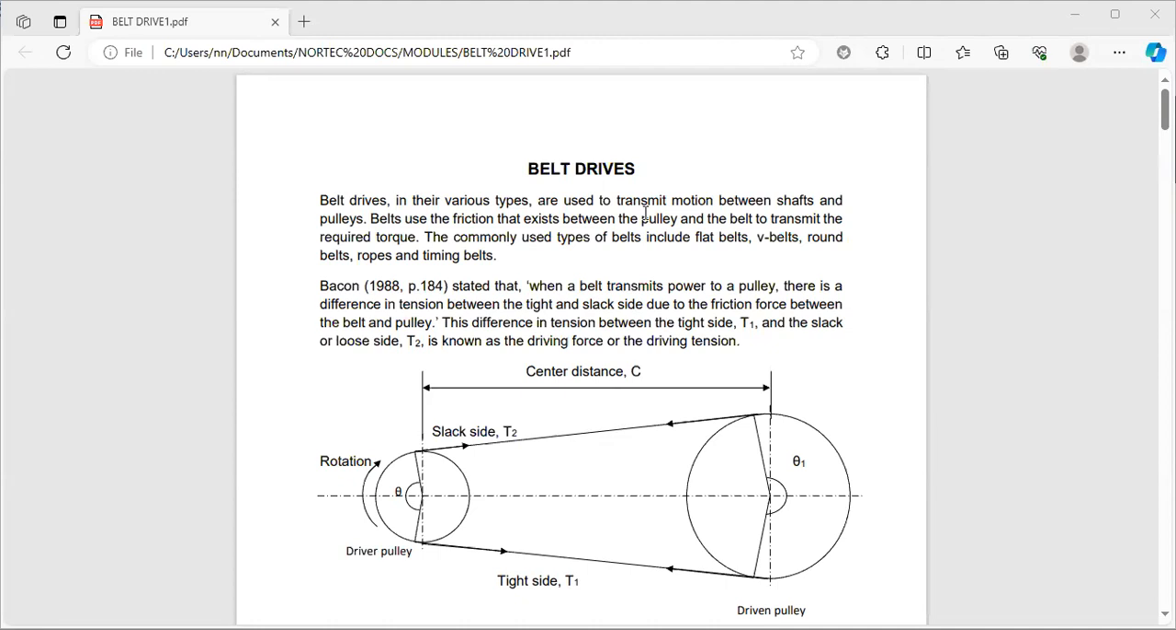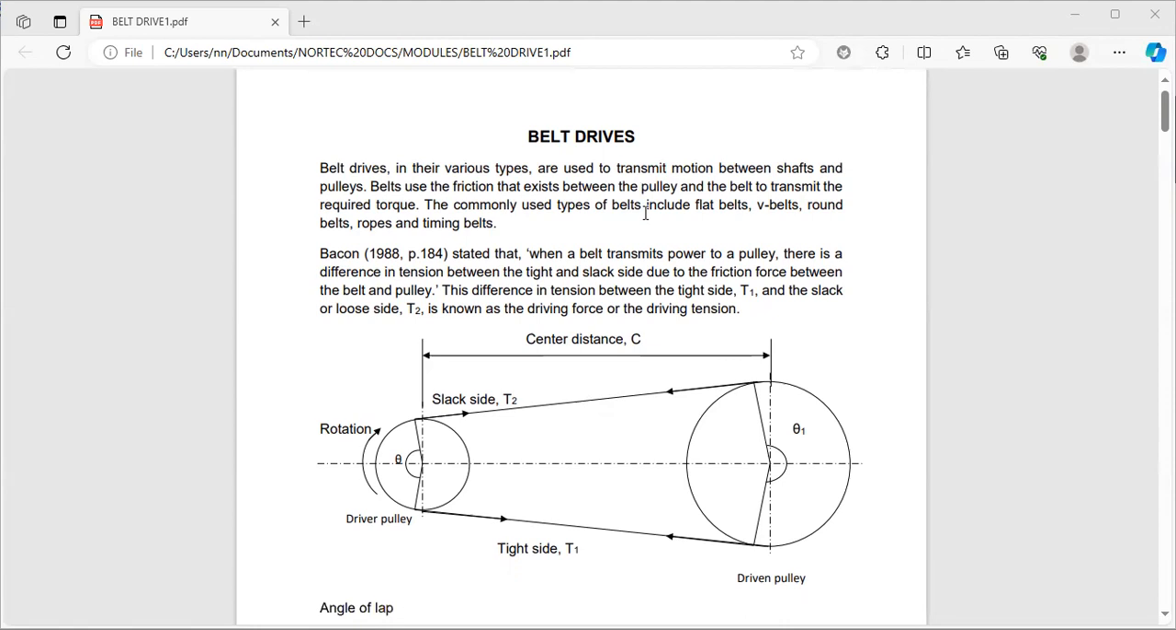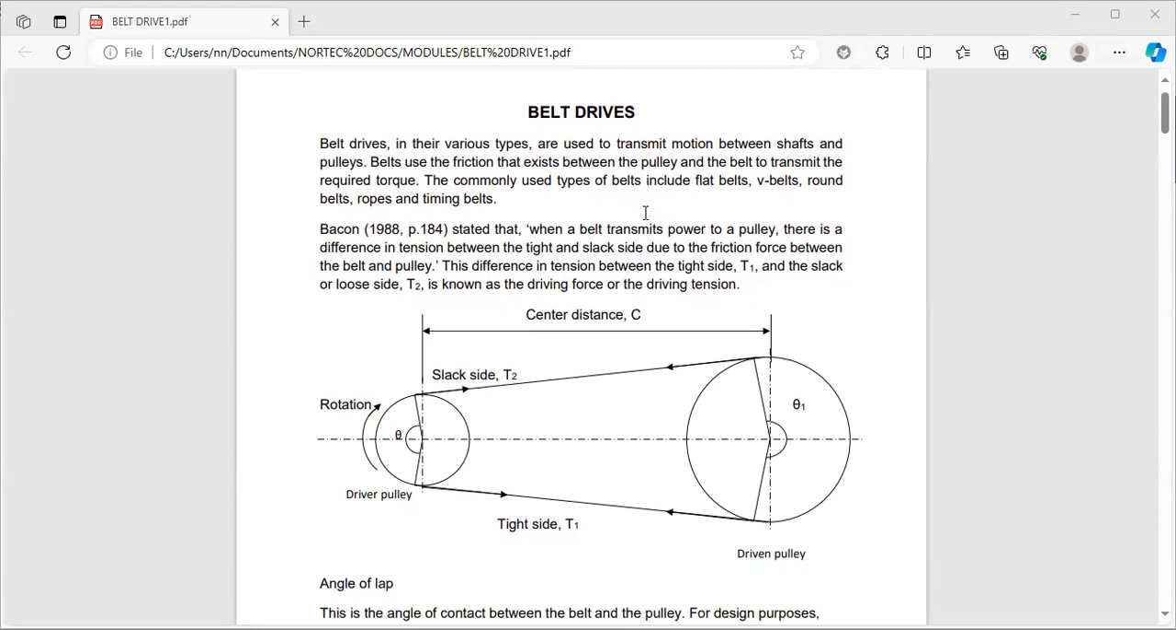So the lesson we're considering is of belt drives. When you look at belt drives, they're used to transmit motion from one pulley to another between parallel shafts. It can also be shafts at different angles. And the main two families we have could be the flat and V belts.